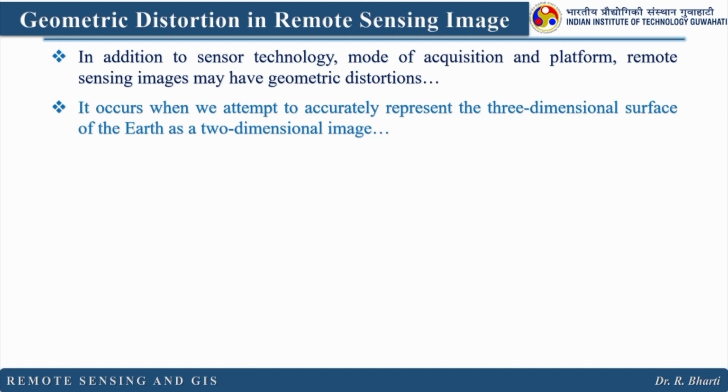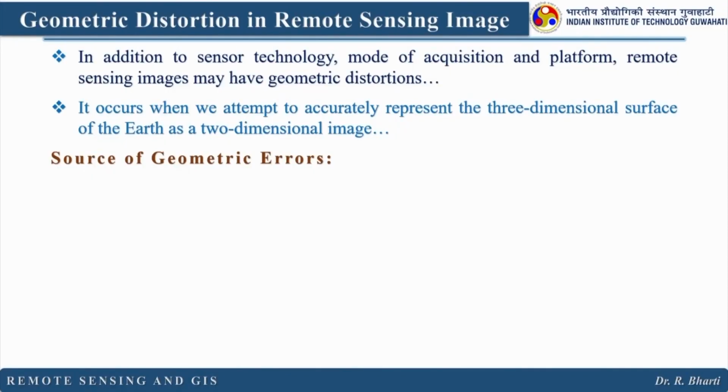It occurs when we attempt to accurately represent the three-dimensional surface of the earth as a two-dimensional image, because whenever we capture any image, it doesn't matter whether from space, from airborne or from your normal camera or mobile, we always convert a 3-dimensional scene into 2-dimensional. The transformation from 3 dimensions to 2 dimensions creates lots of problems.